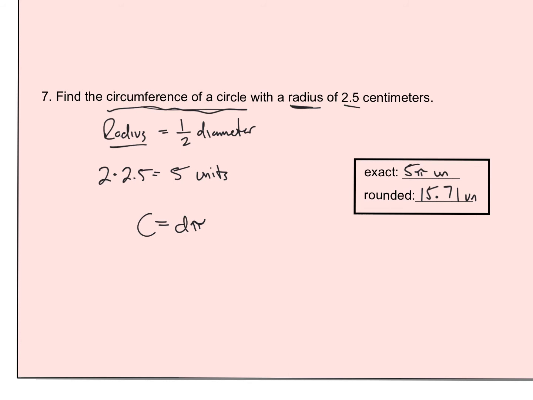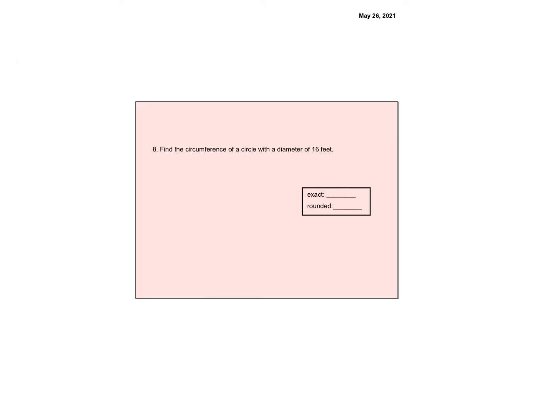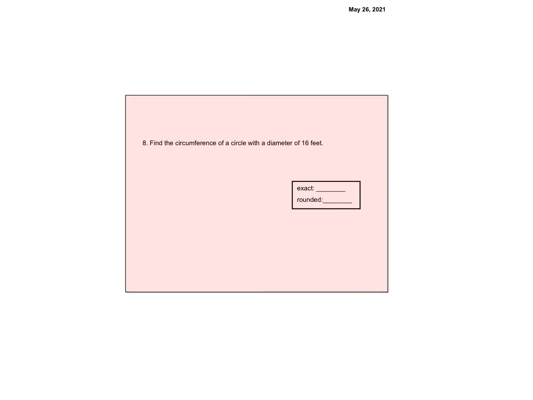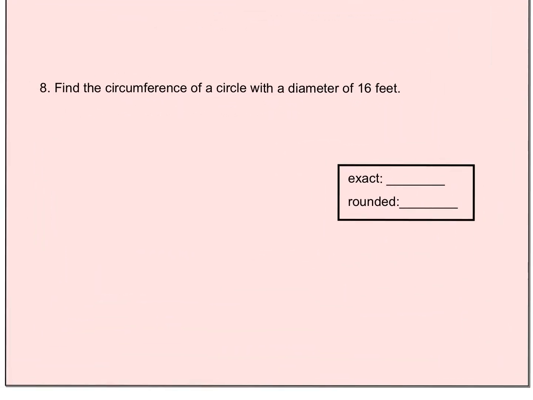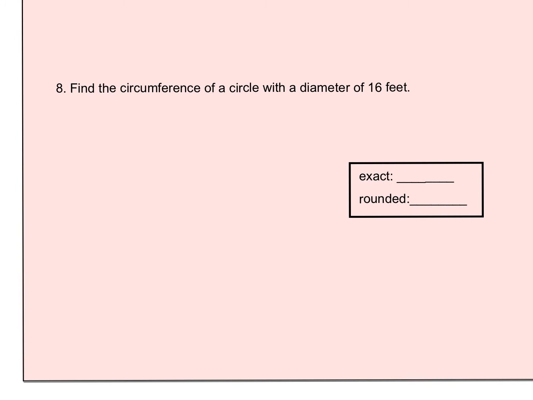Again, nothing too brain breaking. All right, find the circumference of a circle with a diameter of 16 feet. If you understand what you're doing, this should not take you very long at all. So again, circumference is diameter times pi. The diameter is 16, so the exact answer is 16 pi feet. When you go one step further and do a little calculator mashing, I get 50.27 feet. That's going to be my answer.